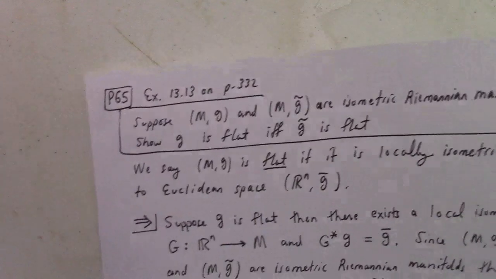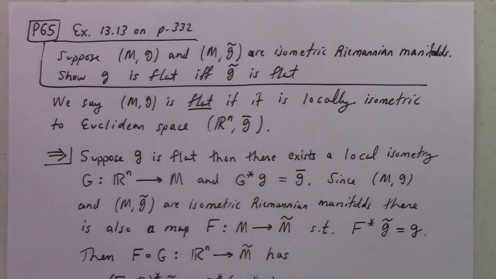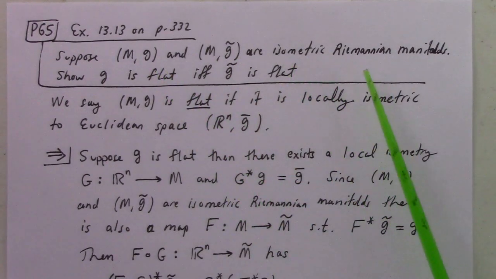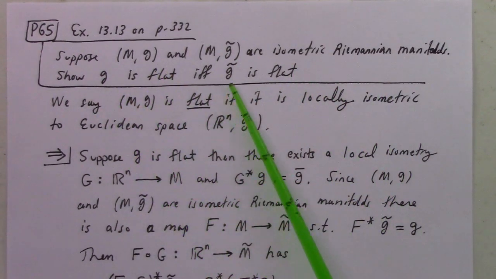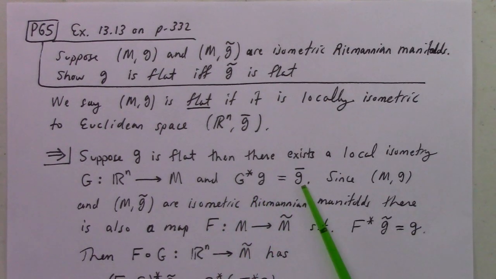So here we go. Next up, you got problem 65. You got 2 isometric Riemannian manifolds. Show G is flat if and only if G tilde is flat. Basically what I've done here is just use properties of the pullback, because to say it's isometric means that the pullback of the tensor is equal to the Euclidean tensor, or vice versa, the pullback of the Euclidean tensor is equal to the metric tensor on your space. And as such, these things are done locally.